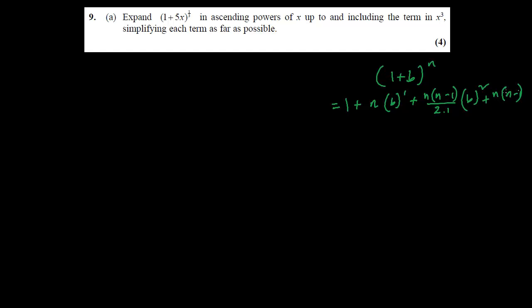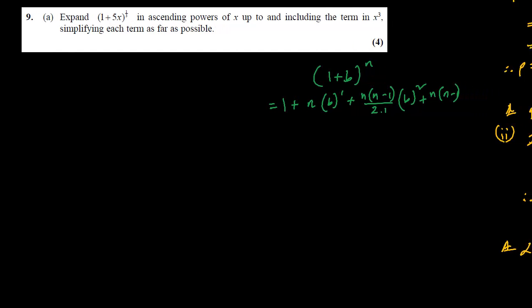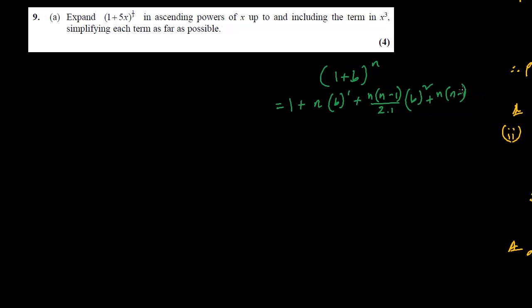plus n(n minus 1)(n minus 2) divided by 3 into 2 into 1, b to the power 3. So this is how the binomial expansion works.